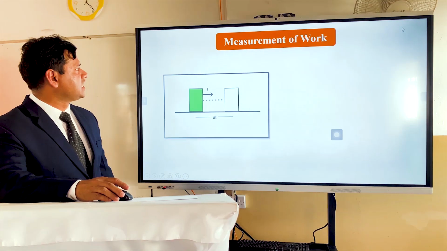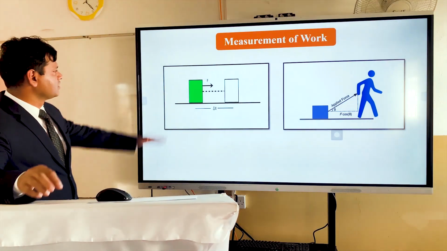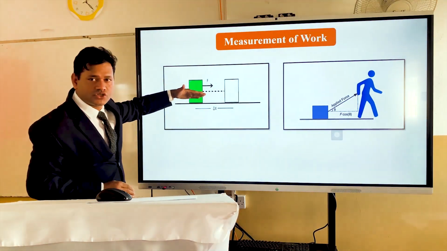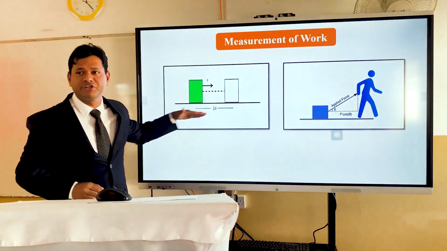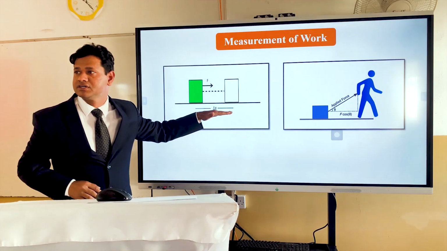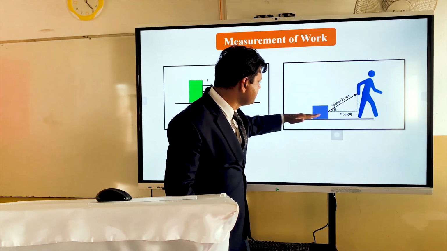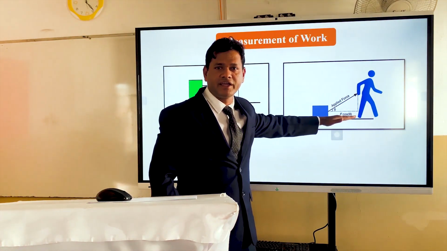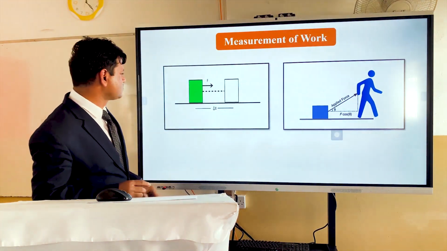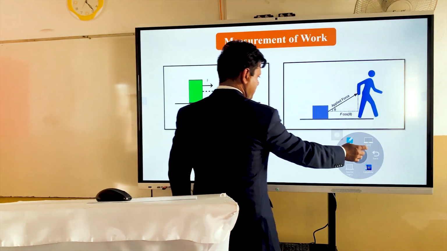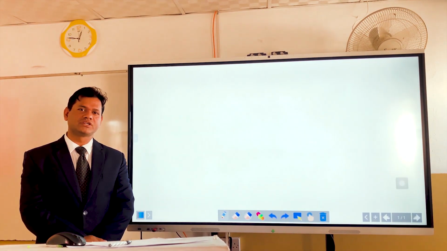Now I'll go to the mathematical equation of work done, or the measurement of work done. So look here, first picture. We are applying a force on an object, and the object is also going forward. Here, force and displacement are in the same direction. But look here, we are applying a force, but the object is moving at a certain angle. So there are two different things, and we have two formulas for finding the work done. For the first one, I am going to the board. Okay, dear learners, now we'll learn how we can calculate the work done.